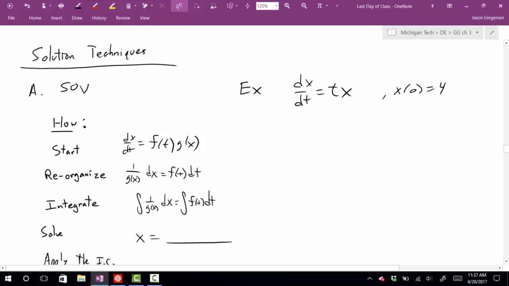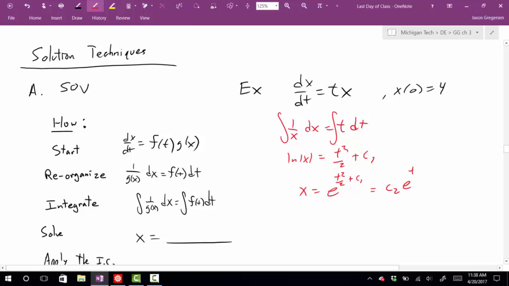What am I going to do? I'm going to separate the variables. I'm going to divide through by x, multiply through by dt. I'm going to integrate both sides. I'm going to get the natural log of x over here, t squared over 2. Don't forget your constant. Then take the exponential of both sides. I'll get e to the t squared over 2 plus c1. I'm going to use my exponent properties to rewrite this like this. That looks like my good solution.